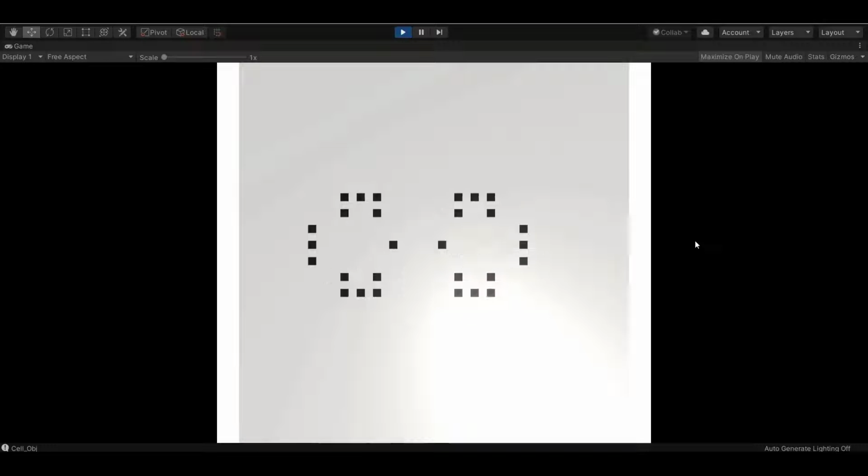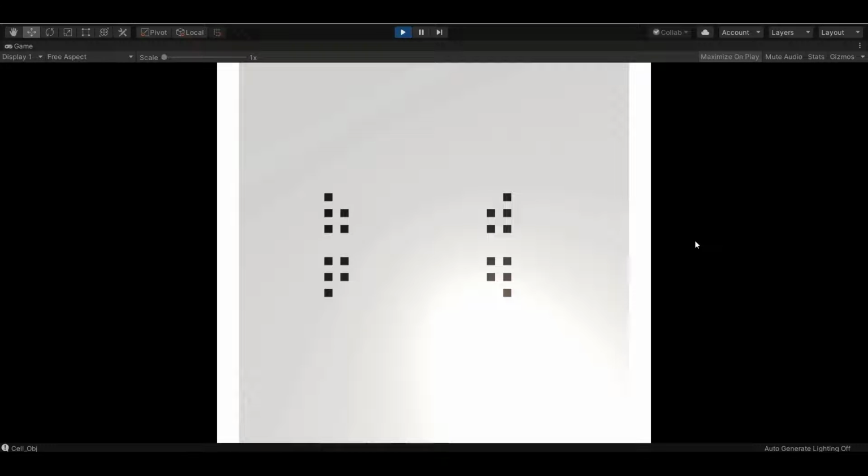Beautiful. Just look at it. Beautiful, isn't it? So beautiful. Guys, after 3 weeks of hard work, eventually I made Conway's Game of Life. Wow, it was so hard. It was so hard, but I did it.